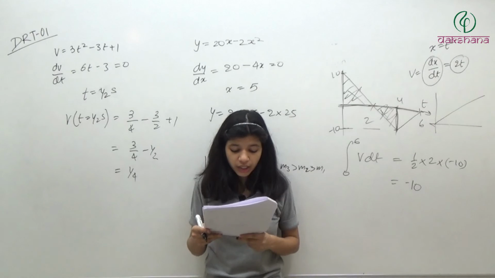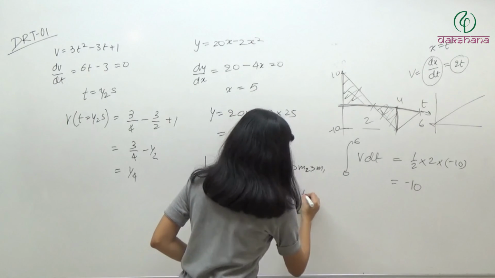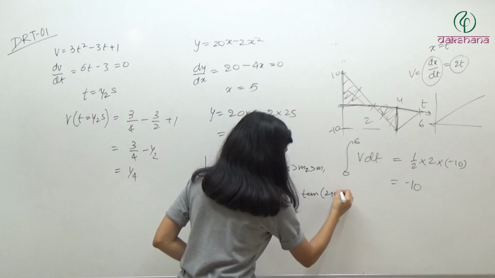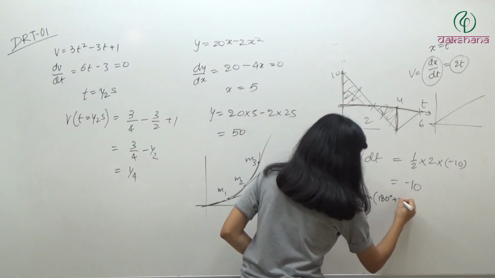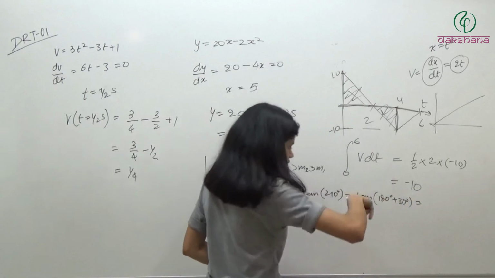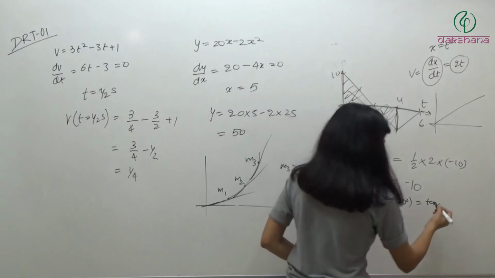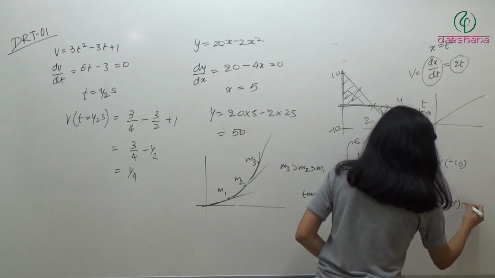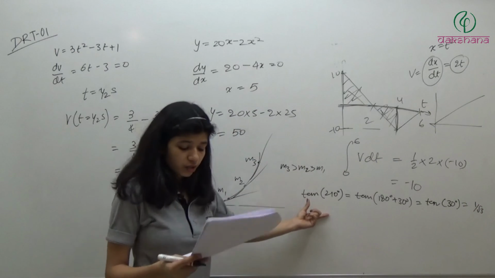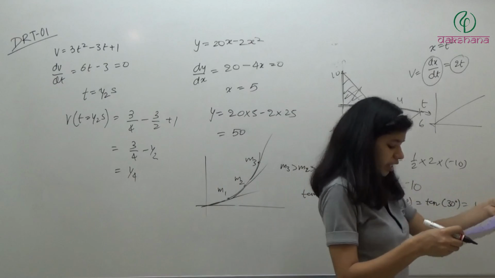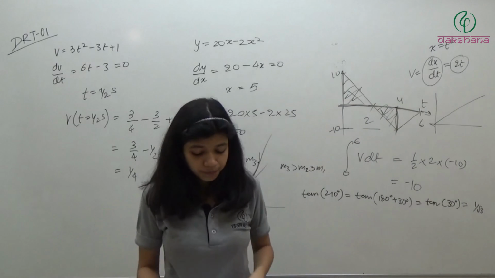Question number 43. The value of tan 210 degree. So I can write tan 180 plus 30, and in the third quadrant we have tan positive, and when you add to 180 it remains the same. So tan 30 which is equal to 1 by √3. So tan 210 will be equal to 1 by √3. There are such easy questions in your paper.